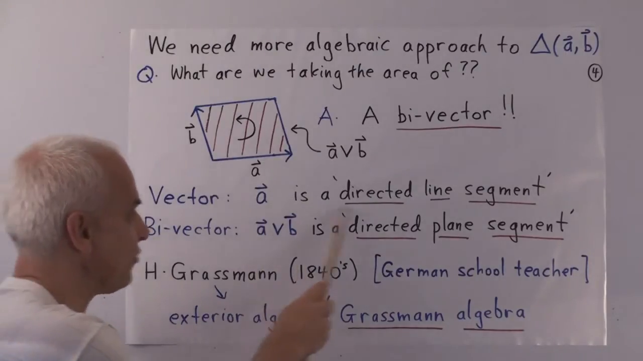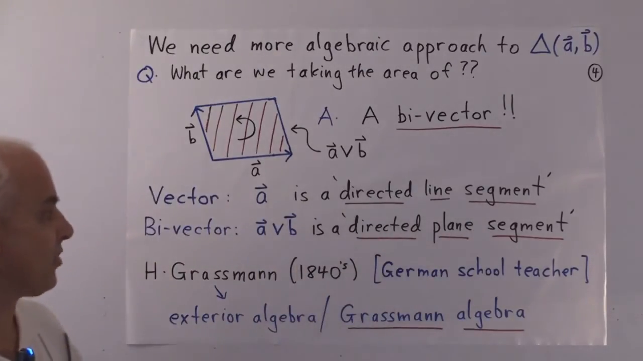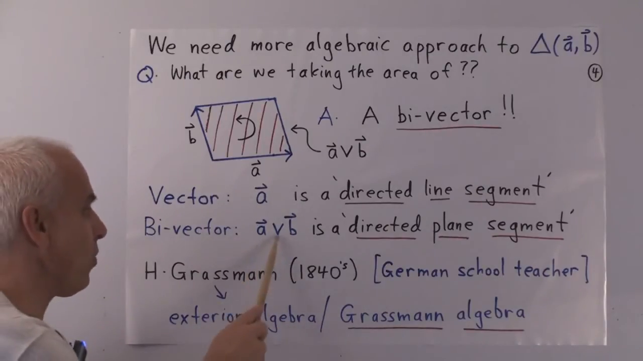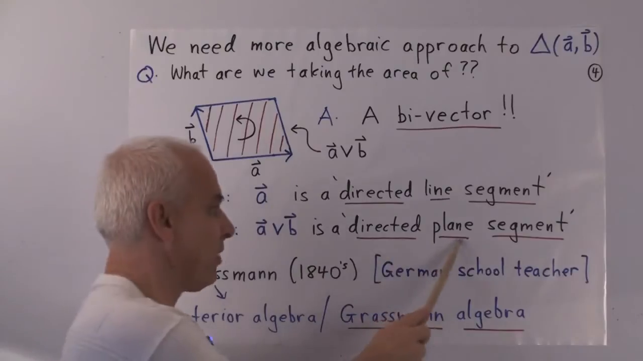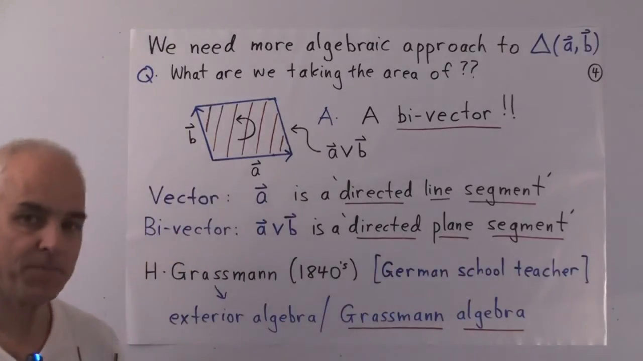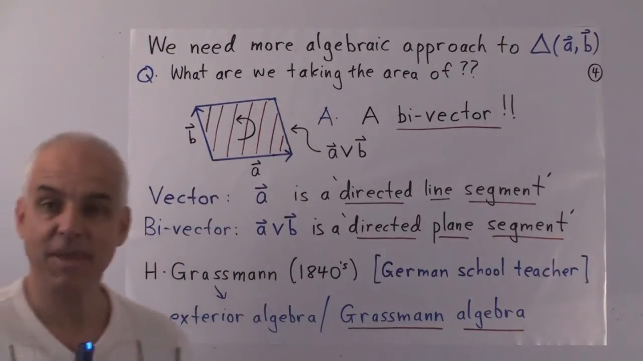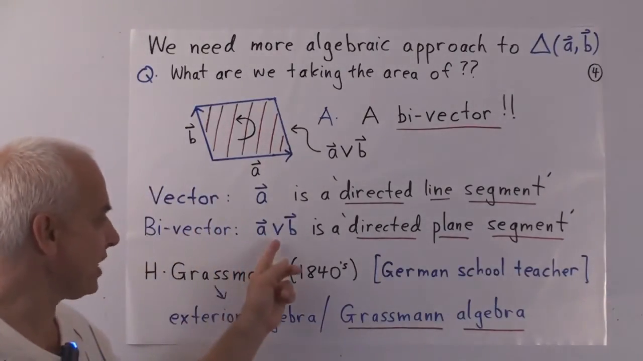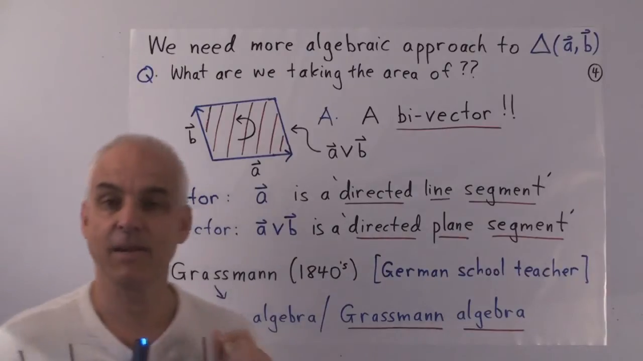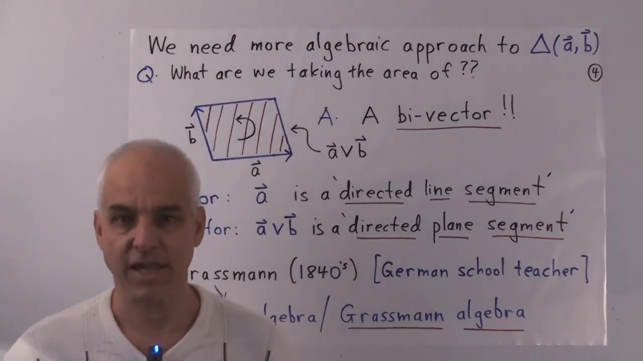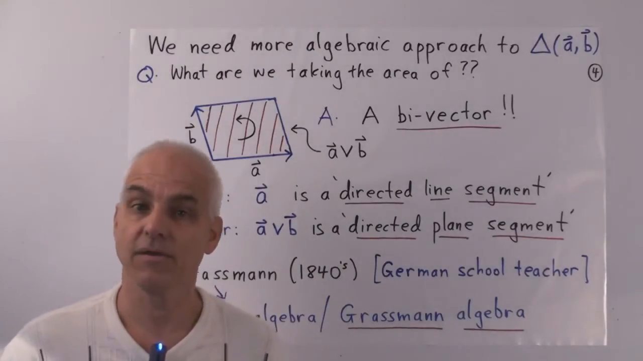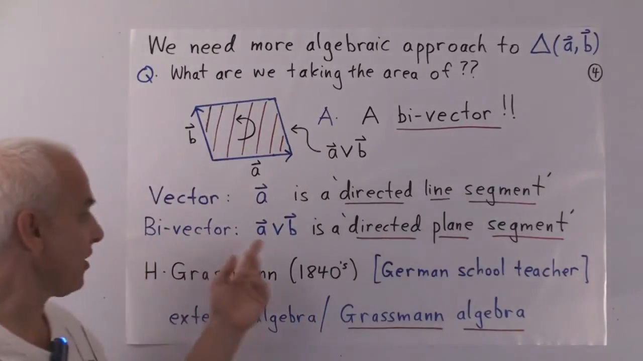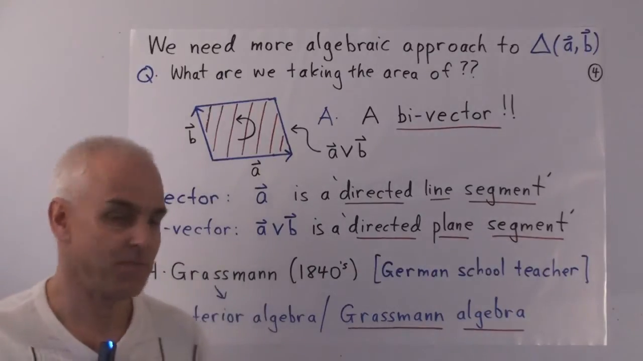So the vector A is a directed line segment. That's what we've already been talking about. And now we introduce this idea and this notation of A wedge B to be a directed plane segment. That's a bivector. Now I must make an important remark about our notation. The notation that we're using, this wedge, is somewhat non-standard. In fact, it's very non-standard. It's used by people in robotics, but it's not very often used by mathematicians.